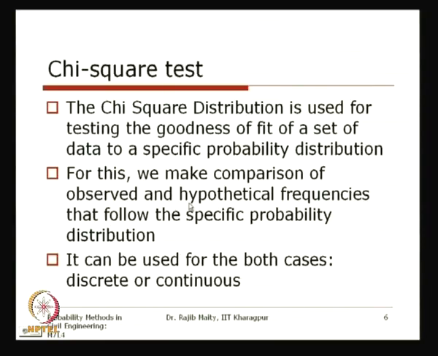And obviously, as we are talking about frequency, we have to categorize the data into different bins, and for each bin find the observed frequency. The observed frequency is the frequency that we can see from the data that we have, and we hypothesize one distribution. Based on that distribution, which should have some parameters, with those parameters we find the frequencies that we can expect. This test can be used for both cases, for discrete random variables as well as for continuous random variables.